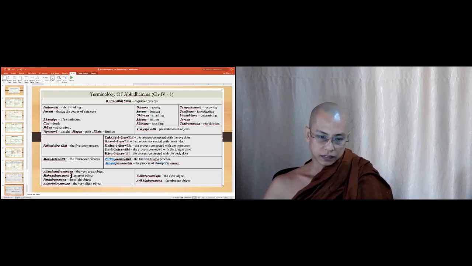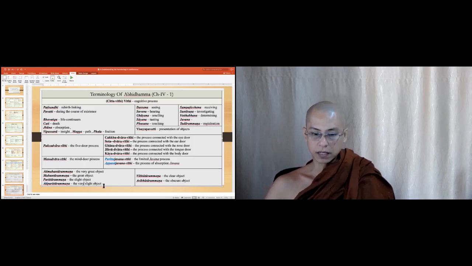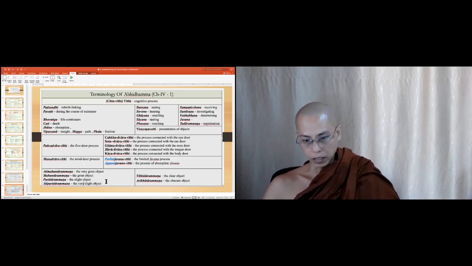Then Ati Mahanda Ramana, Ati Mahanda. So Ati Mahanda is great. From the second one, Mahanda Aramana. Mahanda is great. Ati is very. That's why Ati Mahanda is very great. So great, second one, very great, first one. In the same way, the third one is slight object. And the fourth one, Ati. By the word Ati become very slight object. This is the types of the object, the condition of the object.